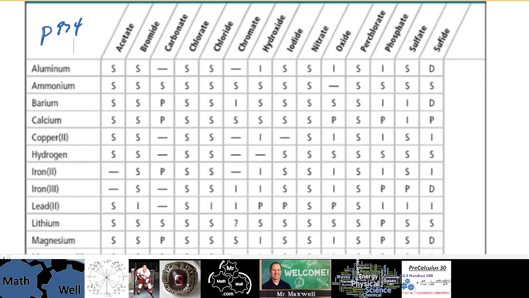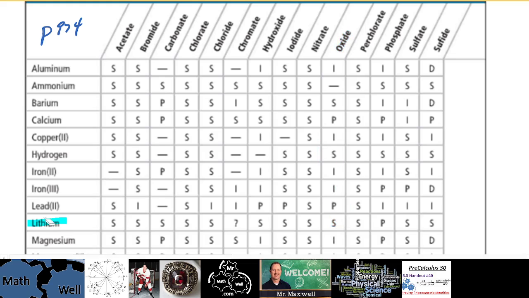Okay, so lithium, you find lithium down here. So here's lithium, and then oxide is over here, right? So lithium oxide, here's the intersection of that row and column. It has an S, so lithium oxide should be soluble.